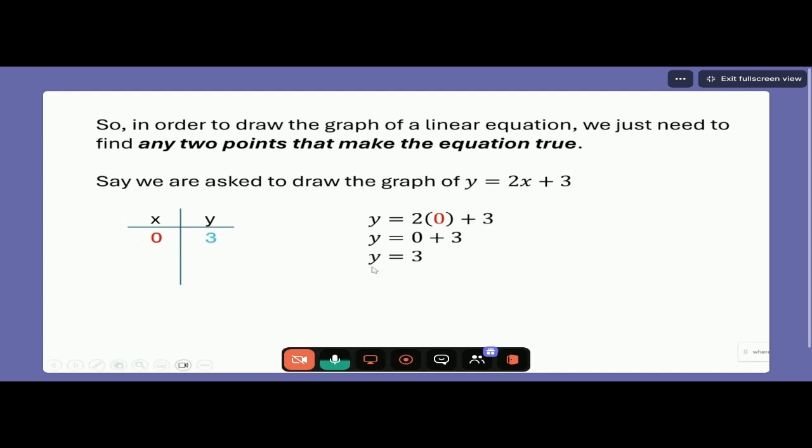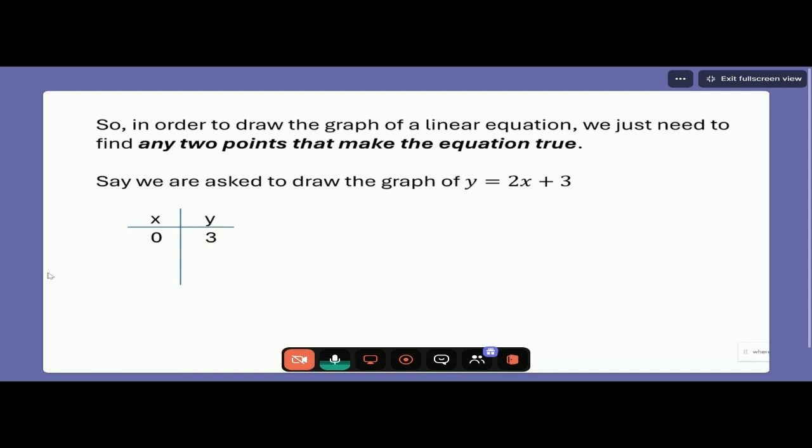That 3 was supposed to turn blue and it didn't. Sometimes that happens. Anyways, you get the idea. There is one of the points that we know is on this line, 0, 3. When x is 0, y is 3. That's a point on the line. Now let's find another point.